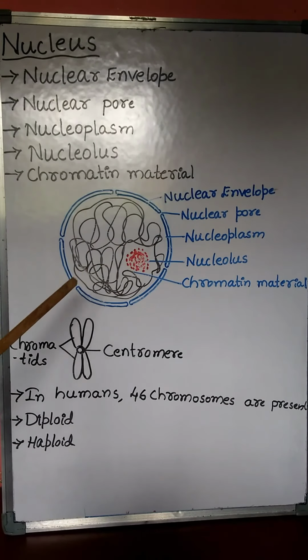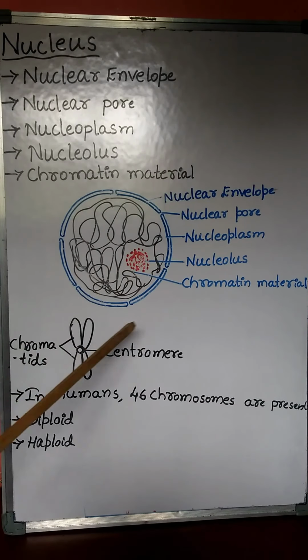See, this is the structure of chromosome. Chromosomes are rod-like or thread-like structures which are formed by the condensation of chromatin materials during cell division. And this one is a single chromosome.